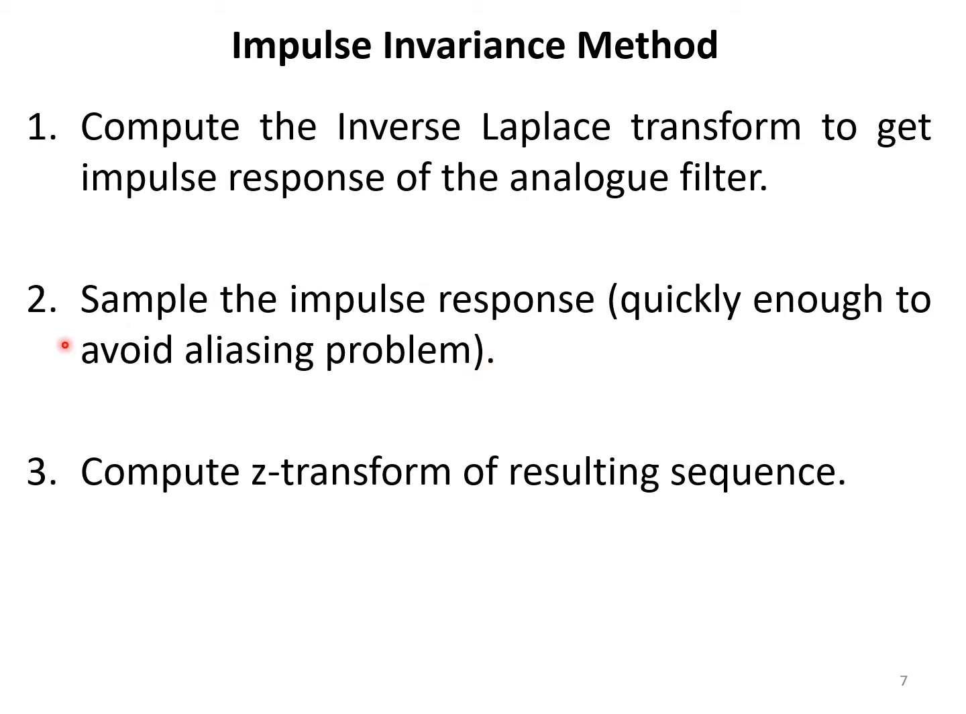Then in the second step we will sample the impulse response of the system, because the impulse response obtained in the first step would be a continuous time impulse response, and in order to convert it into discrete form we will sample it, right? And we have to choose the sampling frequency wisely, so that we avoid the aliasing problem as well. Then in the third step we will compute the Z transform of the sampled version of the impulse response, and you will get the transfer function of the system in terms of Z, or in the discrete domain, which is also called the pulse transfer function.